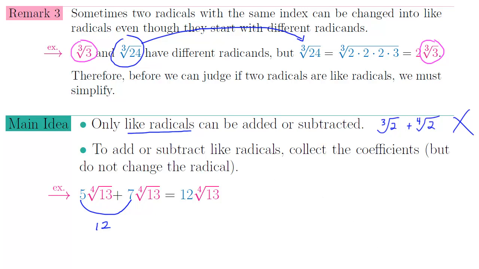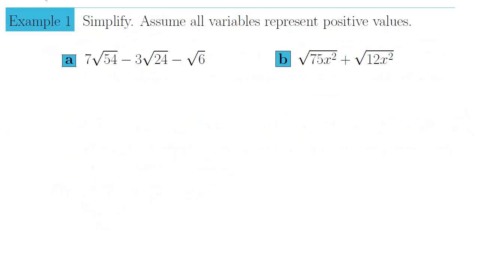Let's work some examples. Example 1 says simplify, assume all variables represent positive values. Part A gives us 7 root 54 minus 3 root 24 minus root 6. If we want to have a chance of collecting any of these radicals together, they have to be like radicals. So we're going to need to take each one of these radicals individually and simplify it.